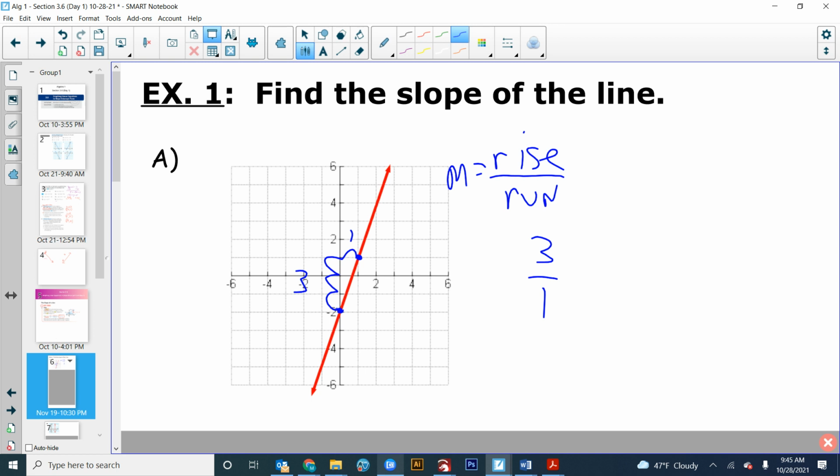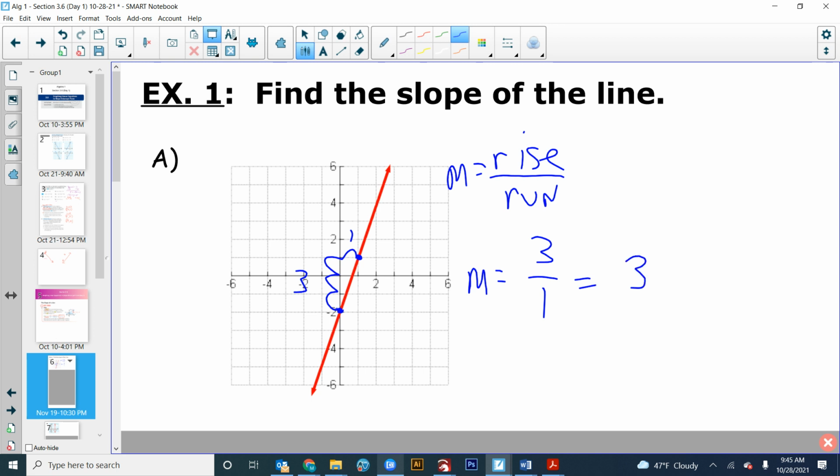Now, guys, we want slope as a fraction. We do not want it as a decimal. But in this case, a slope of 3 over 1, what does that simplify to? Just 3. Slope is 3.